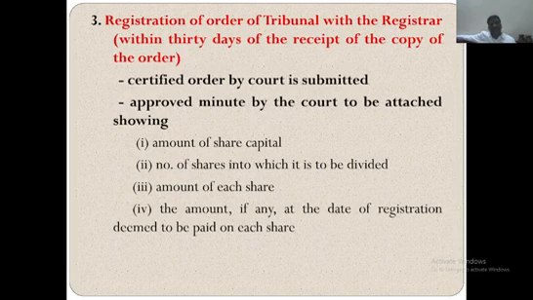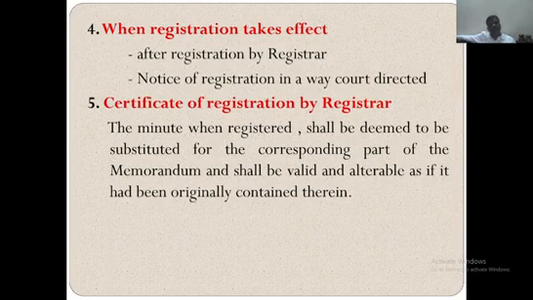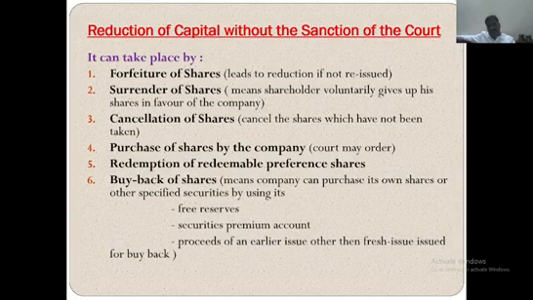The certified order of the court is submitted. The approved minute by the court is to be attached, showing the amount of share capital, the number of shares into which it is to be divided, the amount of each share, and the amount, if any, at the date of registration deemed to be paid up on each share. When registration takes effect, a certificate of registration is issued by the registrar.